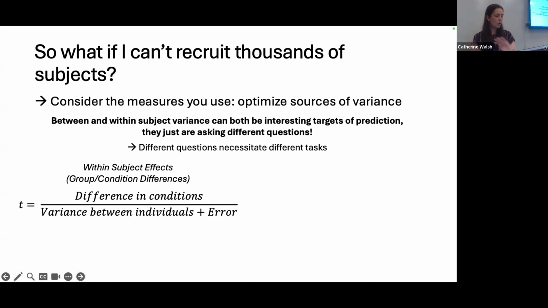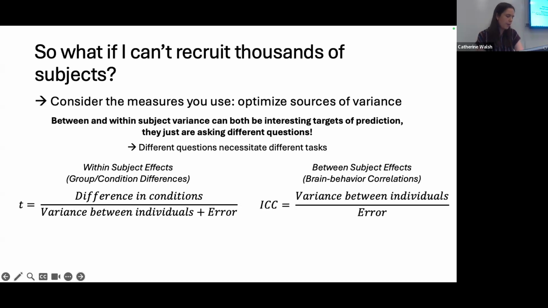So then moving towards the other side, we have our between subject effects. These are things like brain behavior correlations. One way we look at this is often the intraclass correlation. I'm not going to get into the math of what that is, but essentially that's looking at the variance between the individuals given the error in the measure. So if we want to maximize our chance of finding a difference in conditions in a within subject design, so that's these types of questions here, one way we can do this is by minimizing the variance between individuals. And so with arithmetic, that makes the numerator bigger and that makes our t-value bigger.